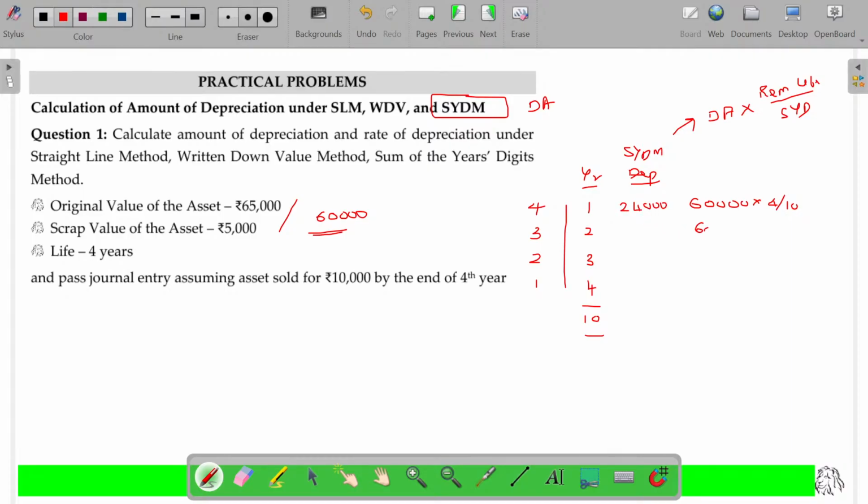Second year, 60,000, and at the beginning of the second year the remaining life being 3, so 3 by 10. And here the remaining life being 2, 2 divided by 10. Last, 60,000 into 1 by 10. So the amount of depreciation for the second year being 18,000, third year being 12,000, fourth year being 6,000.